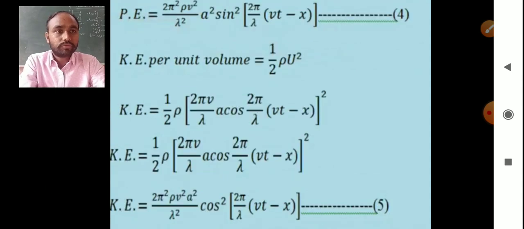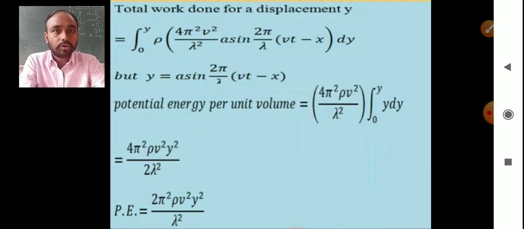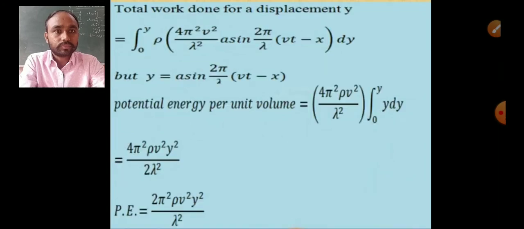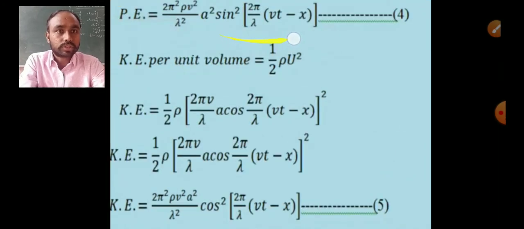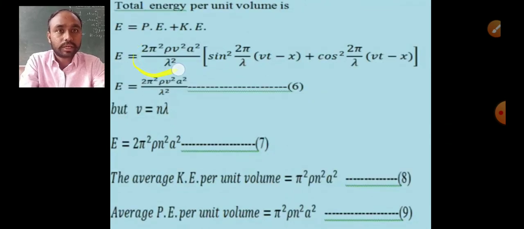Now look at equations 4 and 5, exactly the same, right? These particular constants are exactly the same, only here we have sine square and here we have cos square, remaining things are exactly the same, and that is why we have taken all these constant factors common, and in the bracket sine square theta plus cos square theta, because theta is exactly the same, 2 pi by lambda (Vt minus x), and we know that sine square theta plus cos square theta is always 1. So finally what we got, equation number 6, and that is only this particular constant, because this square bracket becomes 1. So 2 pi square rho v square a square divided by lambda square.